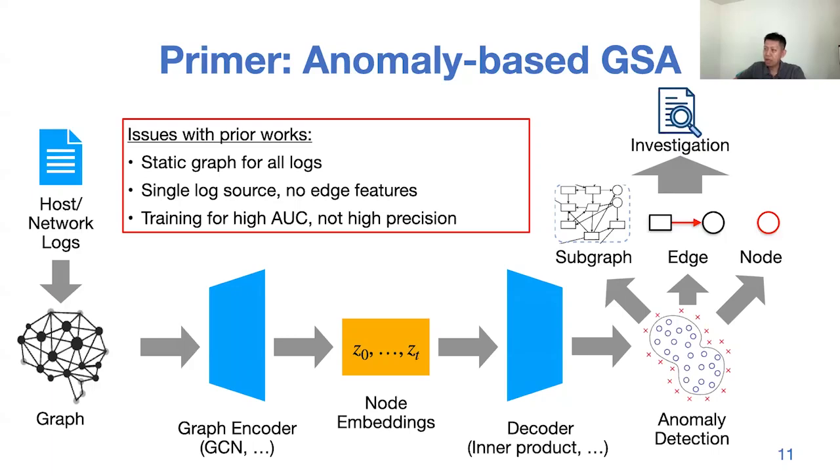And then finally, most papers train their models to target a high AUC. But in imbalanced data sets, we found this is not really the right metric we should pursue. It's actually better if you try to train a model to get high precision. And I'm going to explain this issue a little bit later.